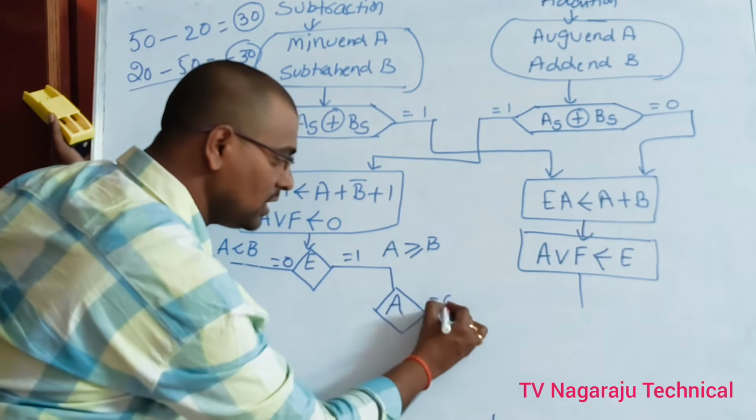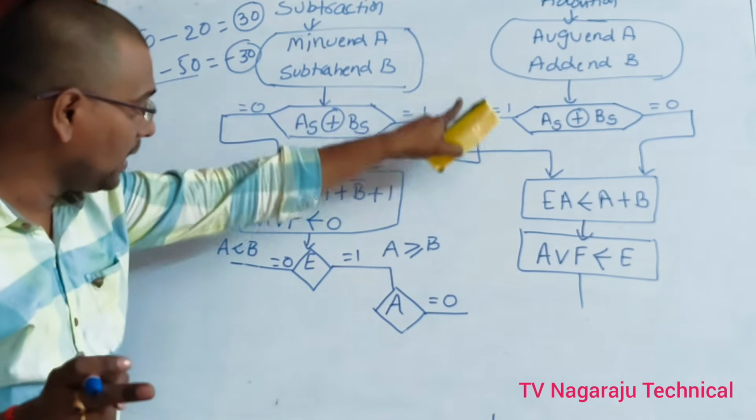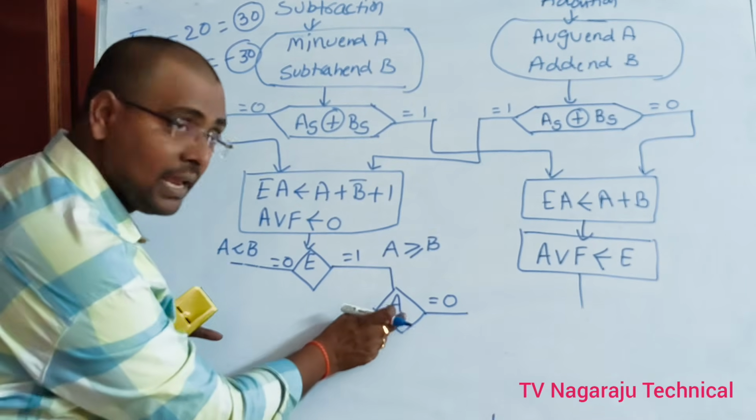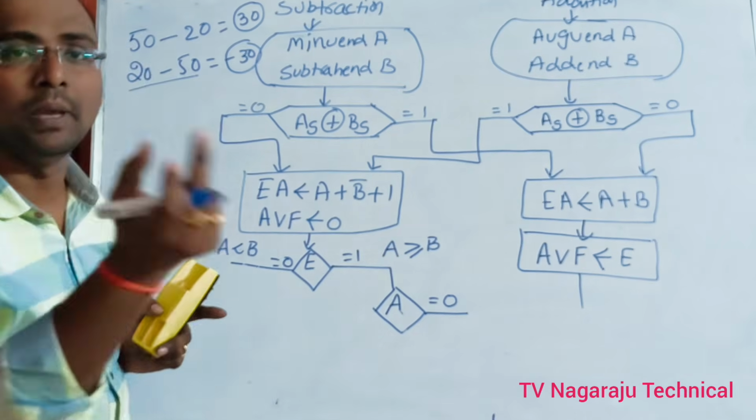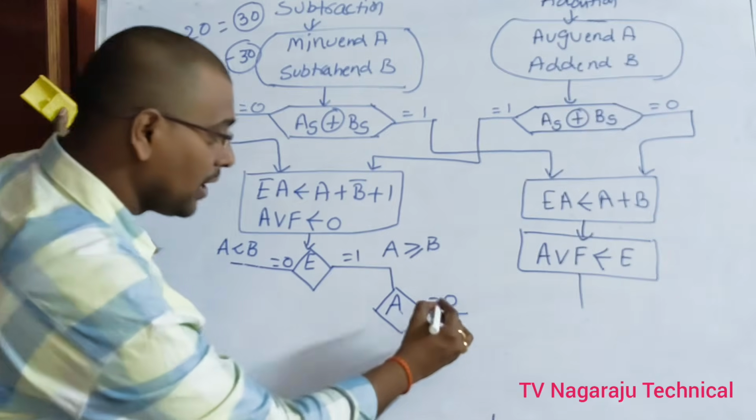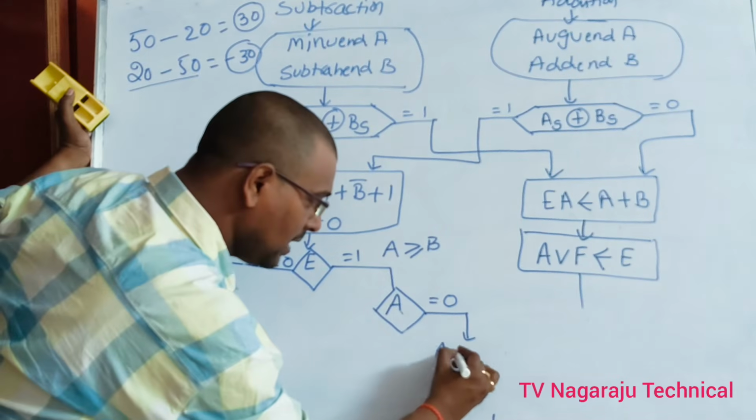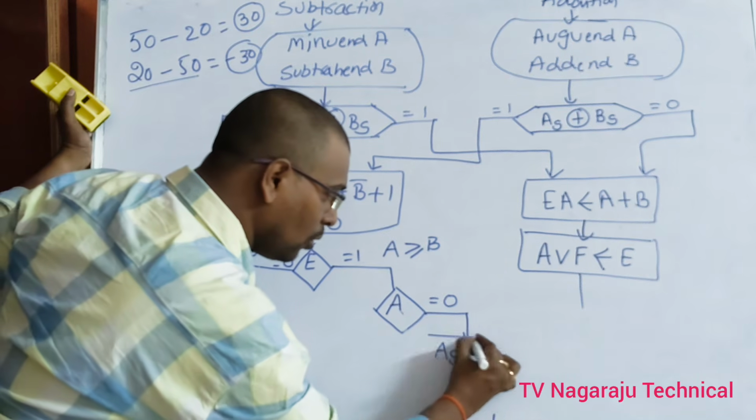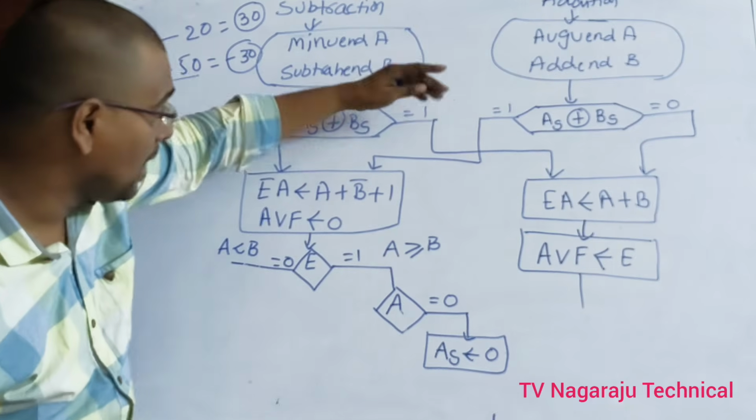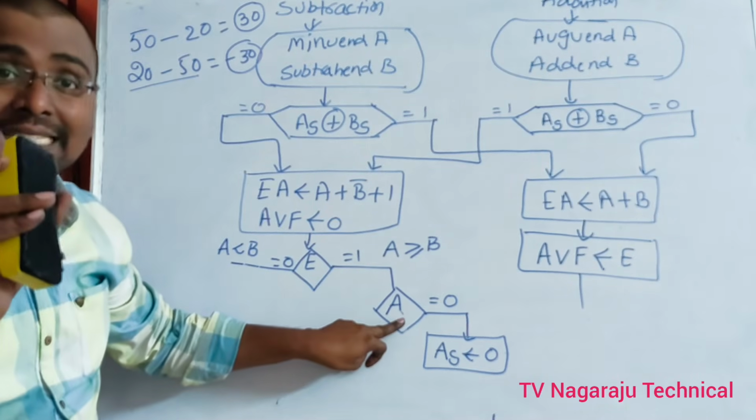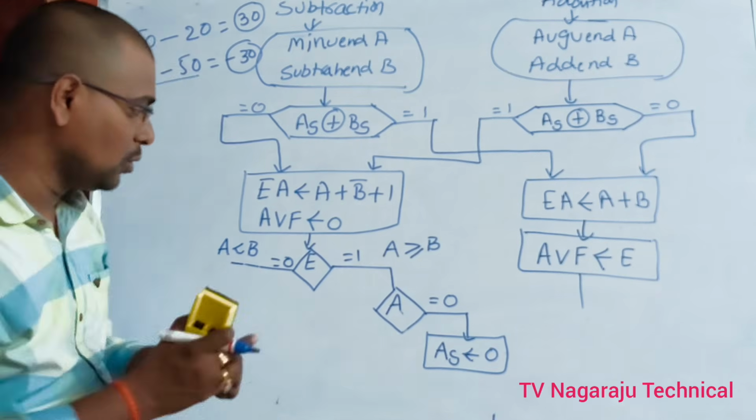If A value is equal to 0, here A is not the number A. After the entire operation is performed, A means the result. If A is equal to 0, then A is equal to B, meaning A minus A is 0. Now what is the sign? To avoid negative zeros, as we already said, take the sign as 0. Again I am repeating, in this case A is not the argument. My operation is completed, A is the result. If the result is 0, simply take the positive sign.